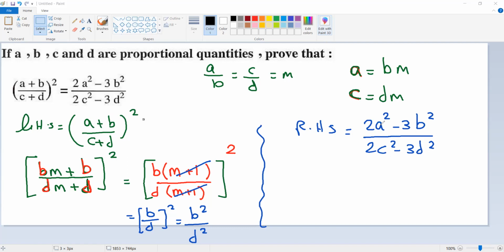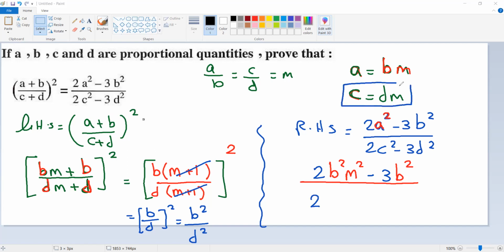We are going to substitute a. A is bm. So it's a to the power of 2. So it will be 2 as it, and instead of a to the power of 2, it's b to the power of 2, m to the power of 2, minus 3b to the power of 2, right? B to the power of 2 here. That's the value. B to the power of 2, write it as it. There is no substitution for b. All divided by 2c to the power of 2, it's 2. What is the value of c? C is equal to dm. So instead of c, we are going to write d to the power of 2, m to the power of 2, minus 3d to the power of 2 as it.